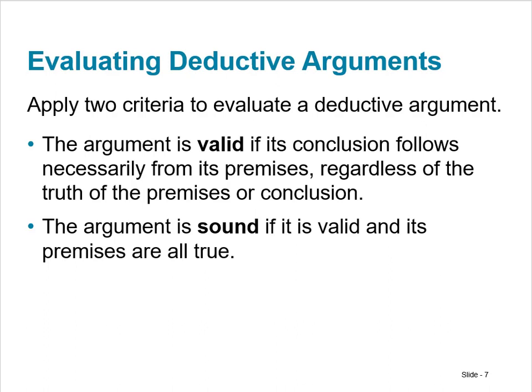Okay, how about evaluating deductive arguments? Well, we're going to apply two things to evaluate them. The first is the argument is valid if its conclusion follows necessarily from its premises, regardless of the truth of the premises or conclusion, right? So basically, if it just follows from the premises, it's a valid thing, meaning that if these premises are there, then the conclusion has to also be there. That would make it valid. In addition to that, it's sound if it is valid and the premises are true.